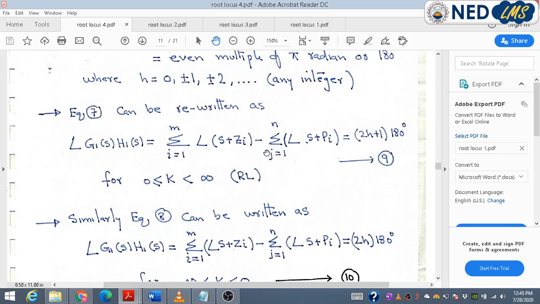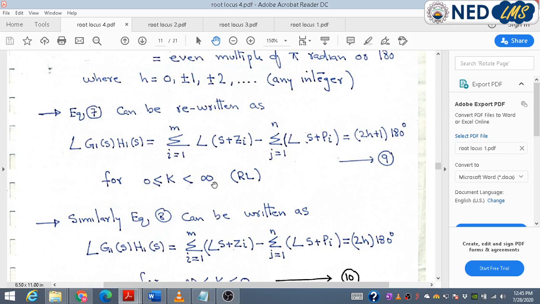We may define this angle condition as follows: if the difference of the sum of angles drawn from zeros and those drawn from poles is equal to 180 degree or an odd multiple of 180 degree, then such a point lies on RL. RL is the portion of the root locus where the controller gain is positive and its range is 0 to positive infinity.